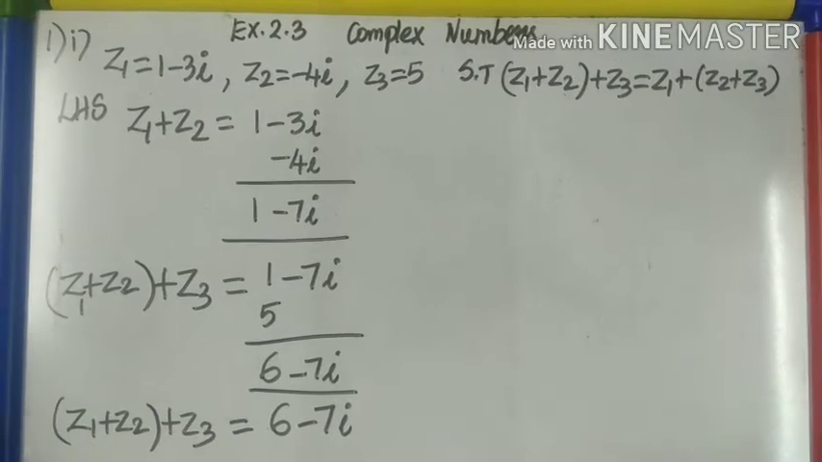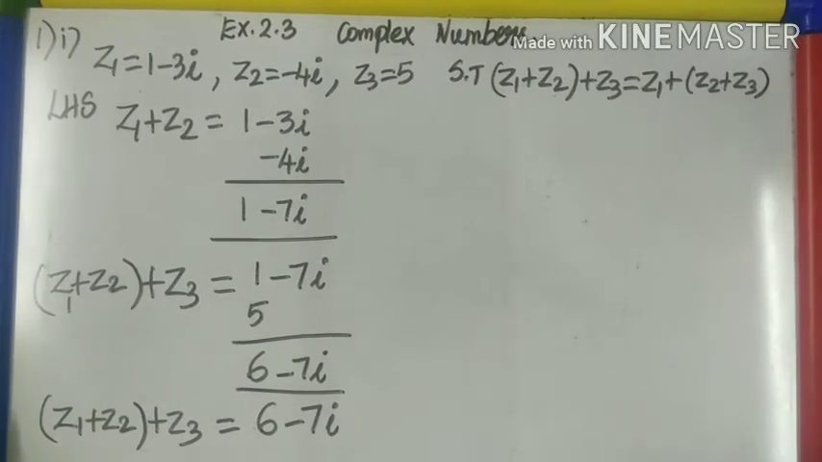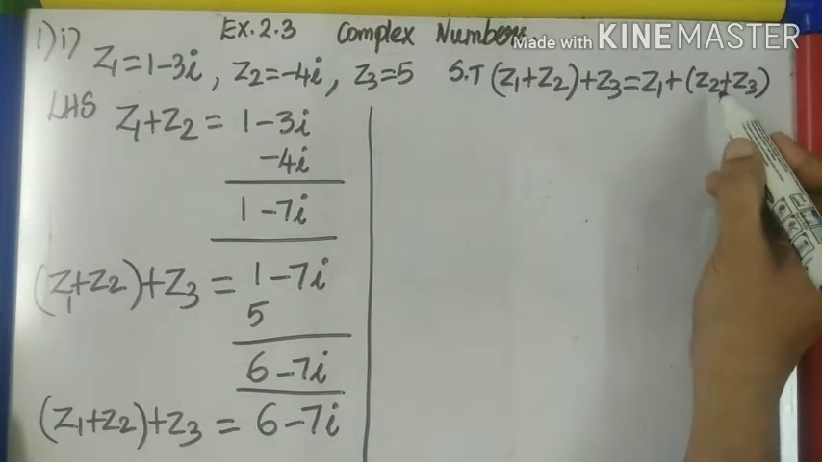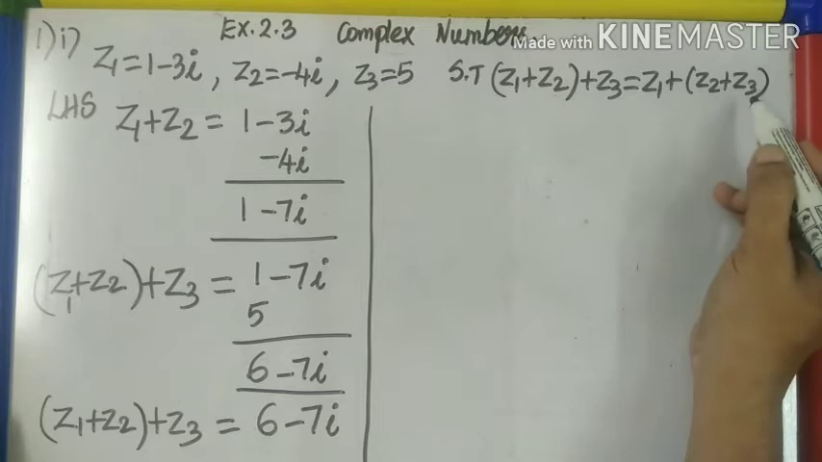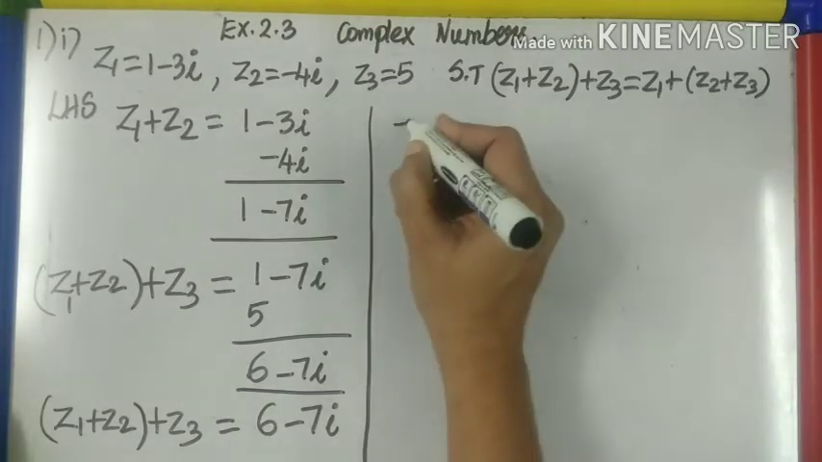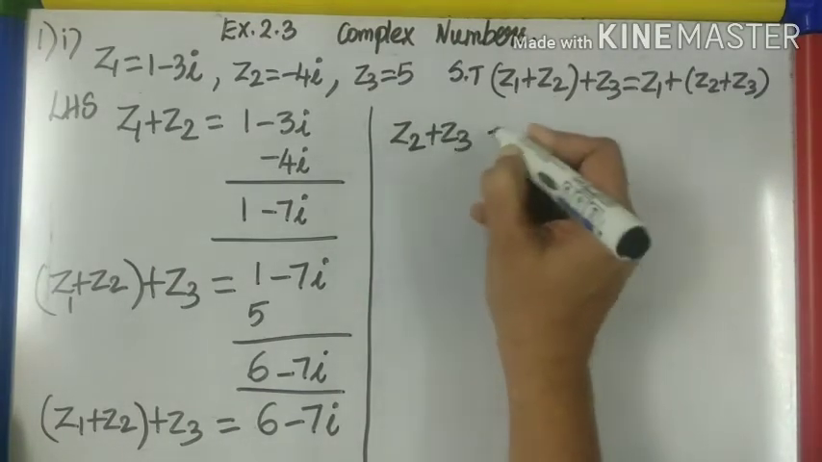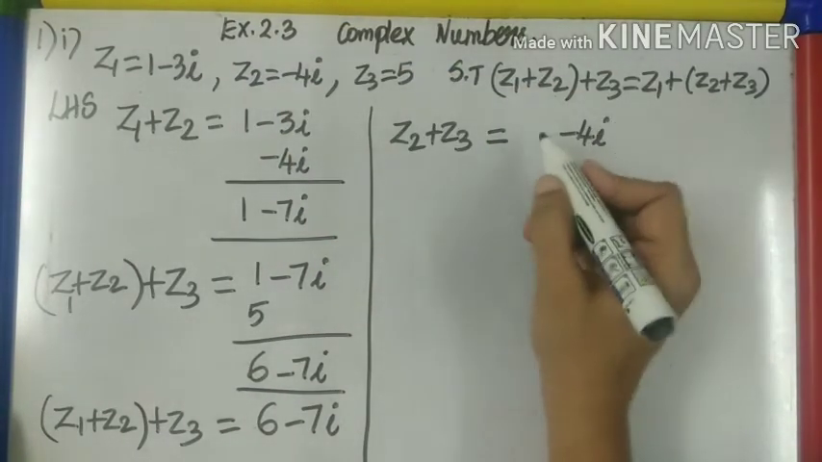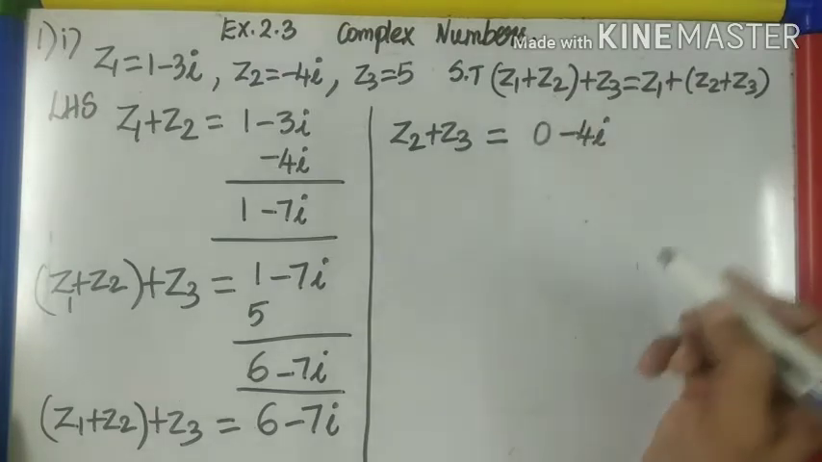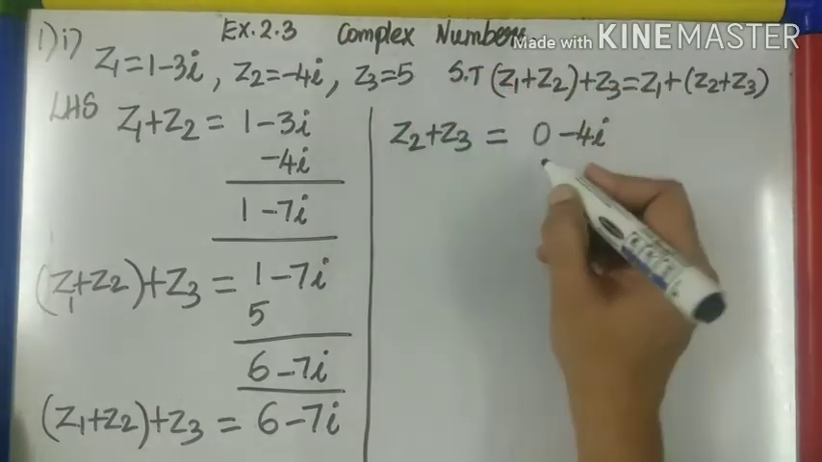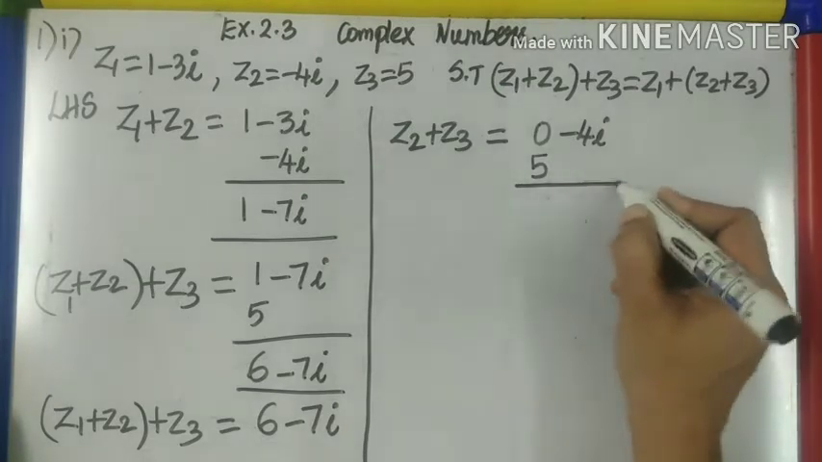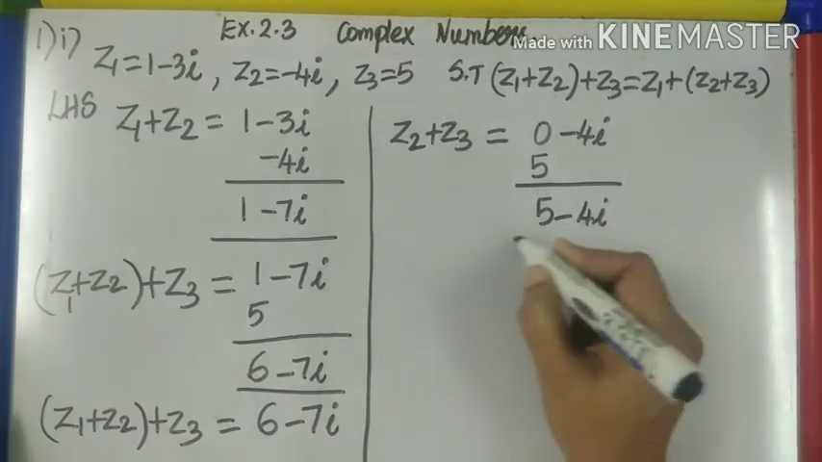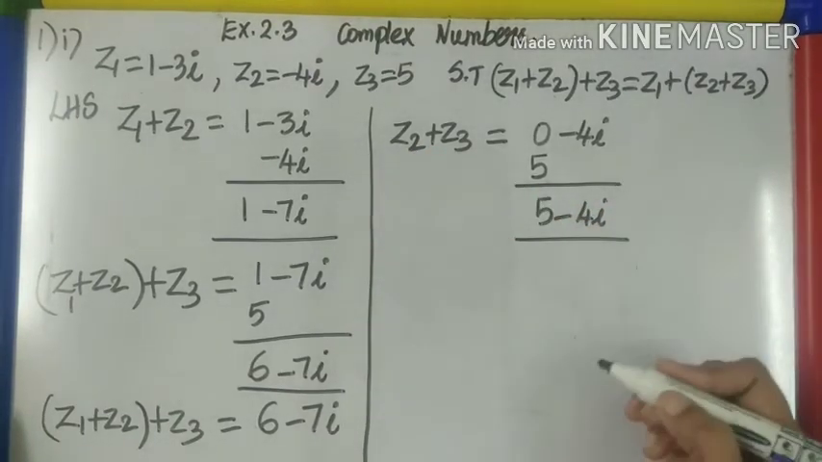We shall proceed to the RHS. First I shall find Z2 plus Z3, whatever comes in the bracket. So Z2 plus Z3 equals Z2 value, minus 4i. Whenever the real part is missing, you can put 0. Z3 is 5. By adding, 5 minus 4i. So this is the answer for Z2 plus Z3.